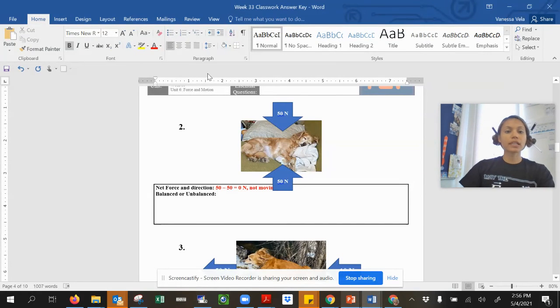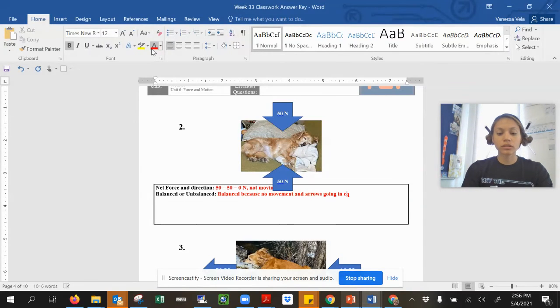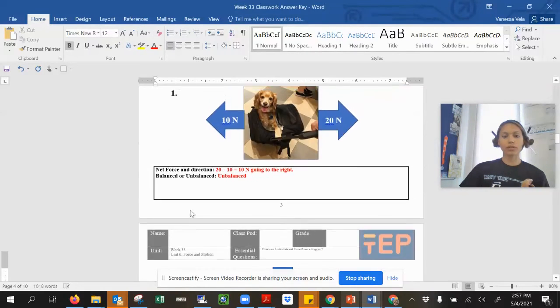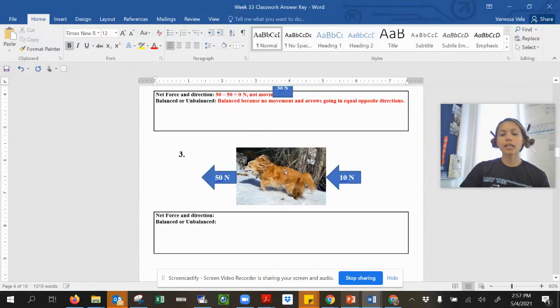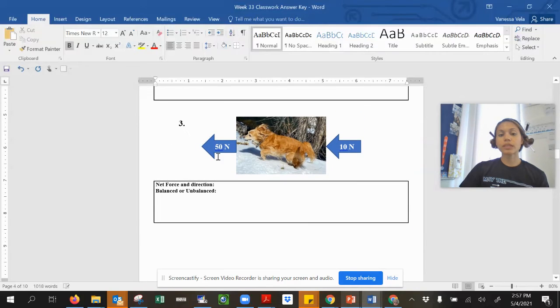Cool. So you should put, I hope many of you answer this correctly, balanced, because no movement and arrows going in equal, yes, opposite directions. So it's the equal amount of force in opposite directions, and that is a balanced force. The equal amount of force in opposite directions. You can write this down. Equal amounts of force in opposite directions. It's also written for you over here, but worded a little differently. All right. So last one is moving on to number 3.